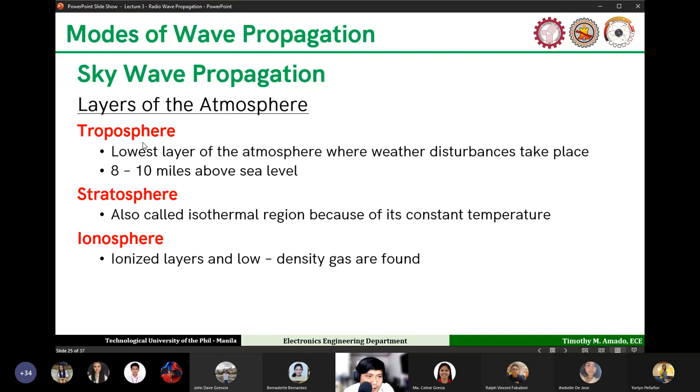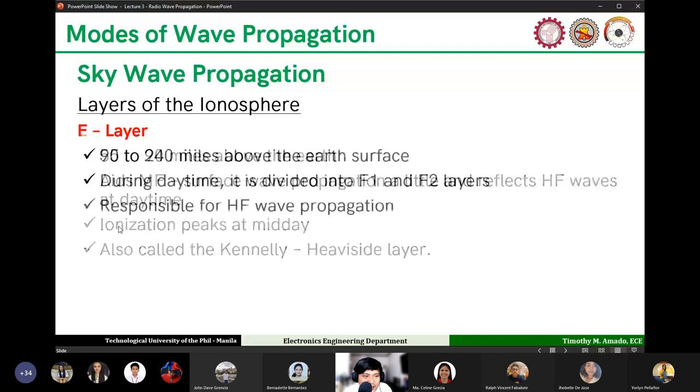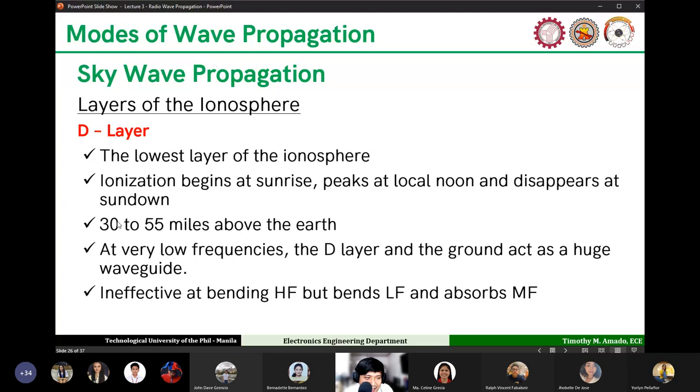So, layers of the atmosphere. Kayo nang bahala dito, guys. You just read this, as well as the layers of the ionosphere. So, may lalabas dyan sa exam. So, you need to read them, ha? Self-explanatory naman yung mga nakalagay dyan. Medyo mahirap i-explain yung 30 to 55 miles above the Earth. Ano ba explanation dyan? Wala naman. So, you just read them, ha?